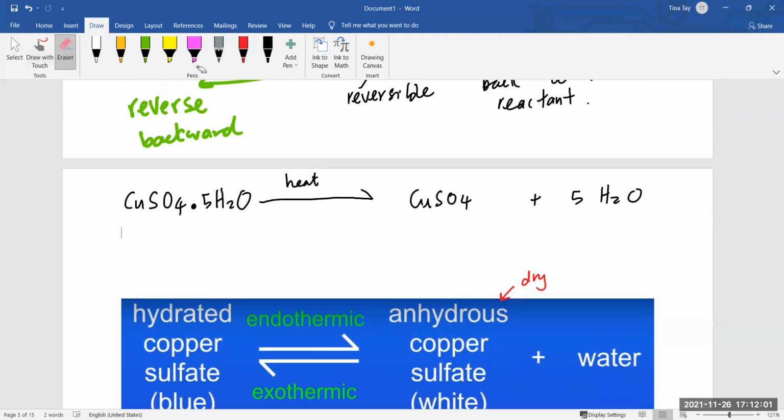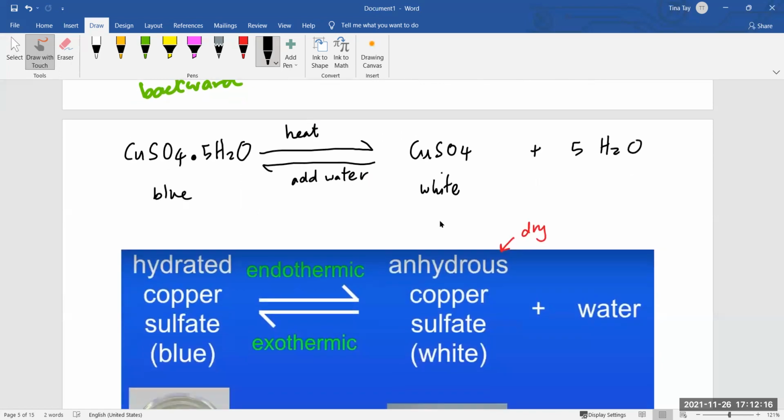So this is the equation. Can you please write down the equation? This is blue and this is white. So this reaction is reversible. I can keep adding water and taking out water, adding water and taking out water.